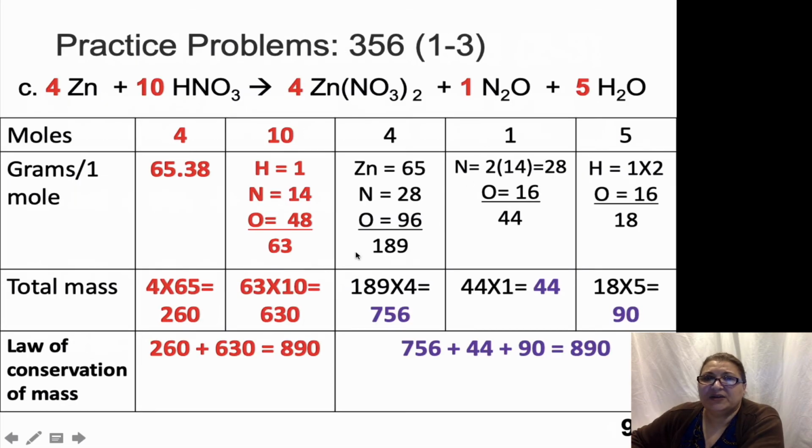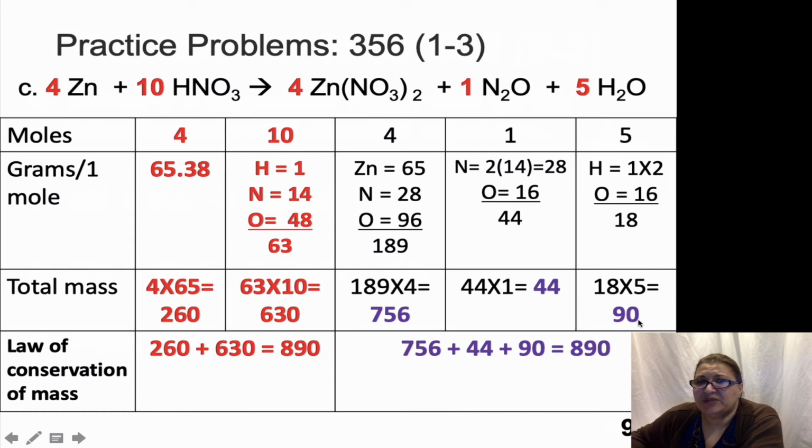And then there's 4 in the front, so we multiply by 4, that's 756. And then on this side is 2 nitrogens, 1 oxygen, we add them up. There's 1 in the front, so you just bring it down as 44. 2 hydrogen, 1 oxygen, add them up, but then we multiply by 5 because of the coefficient, that's 90.